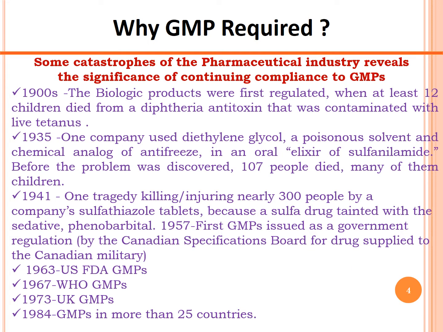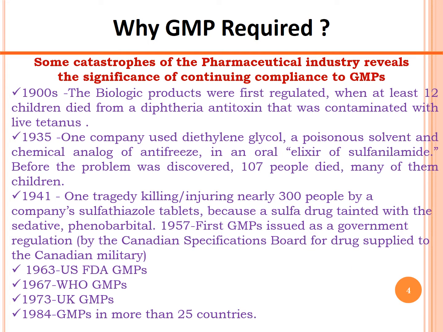1935: one company used diethylene glycol, a poisonous solvent and chemical analog of antifreeze, in an oral elixir of sulfanilamide. Before the problem was discovered, 107 people died, many of them children. 1941: one tragedy killed and injured nearly 300 people through a company's sulfathiazole tablets, because a sulfa drug was tainted with the sedative phenobarbital.